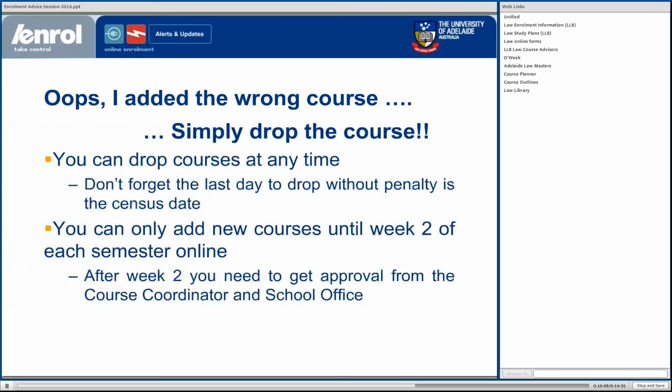If you add the wrong course for whatever reason, you just need to drop the course, provided you do that before the census date, then obviously you won't be in any financial penalty. You can only add any new courses until week 2 of each semester. I wouldn't recommend leaving it that late because you do miss out on quite a lot of information in the first 2 weeks of classes. So it's best to get your enrolment sorted as soon as possible so you're ready to go by the time semester commences.